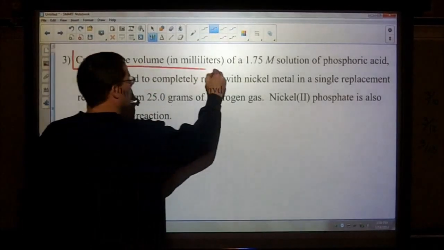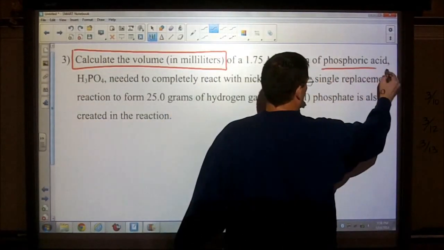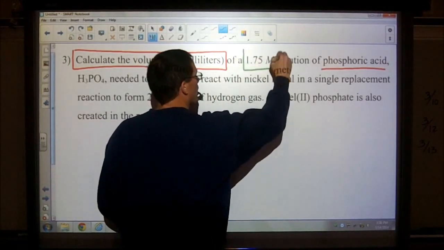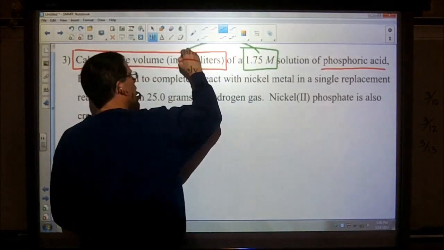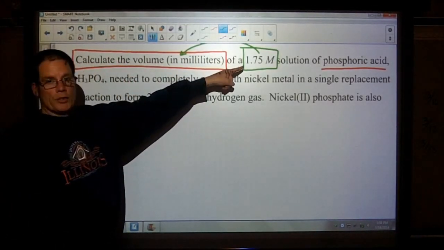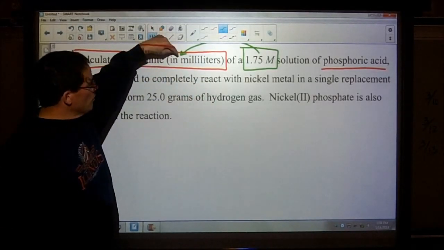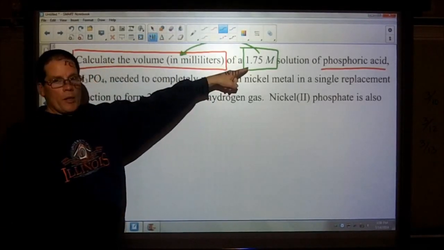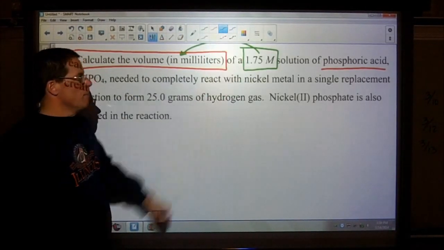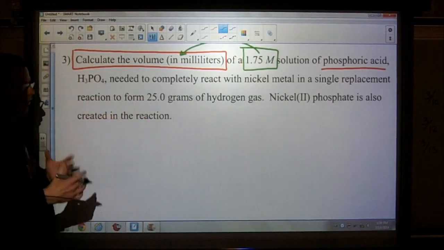Well, we're going to calculate the milliliters of our phosphoric acid. Now, there's some information that's given here. We have a molarity, but we're looking for the volume. So if we're looking for the volume, we don't even want to think about starting with that, because just like in the last question, if we do not have a volume, there's no way we can find the moles of this. So we're not going to even look at that number just yet. Okay? We do have 25 grams of hydrogen gas, so that's kind of nice.